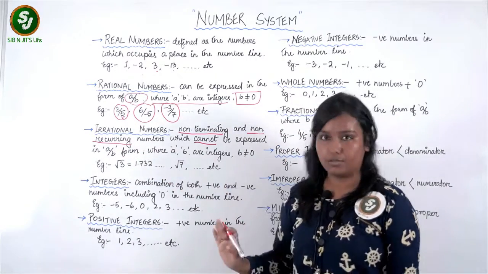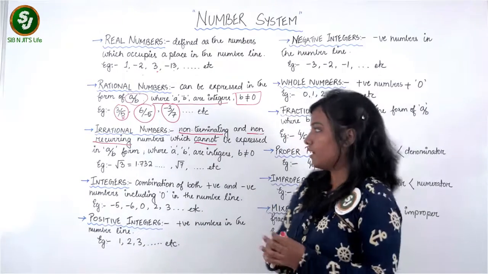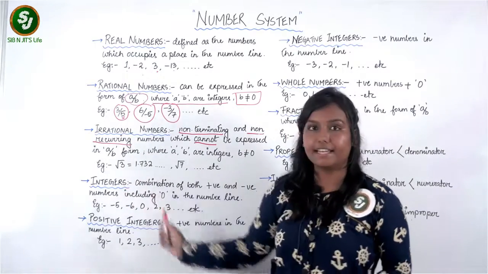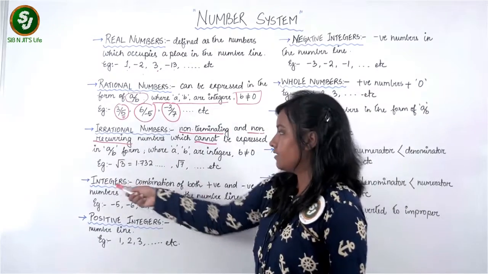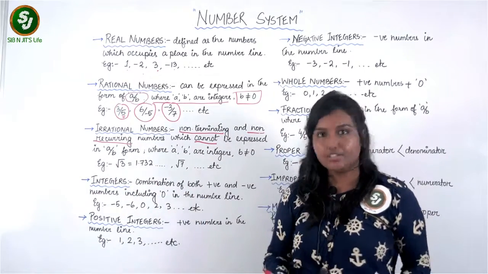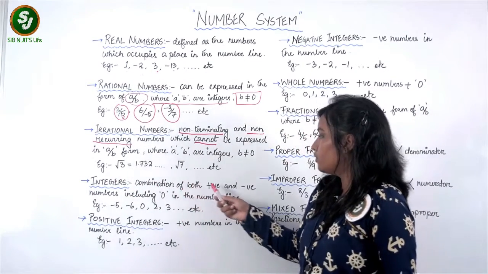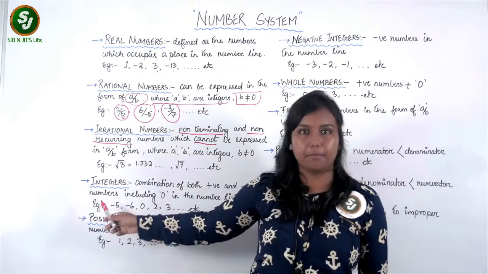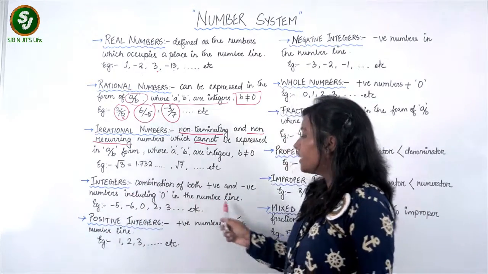I hope this is clear to you all. Okay friends, now let's see what is the next category. It is integers. So what are integers now? Combination of both positive and negative numbers, including 0 in the number line.